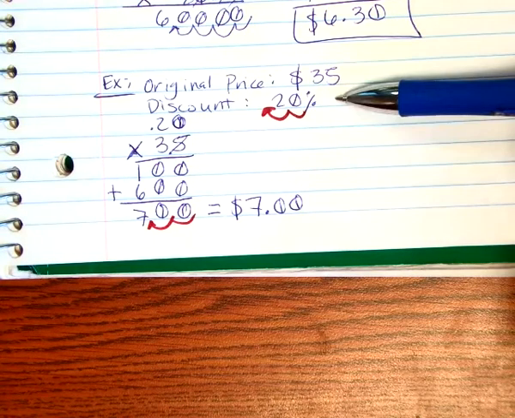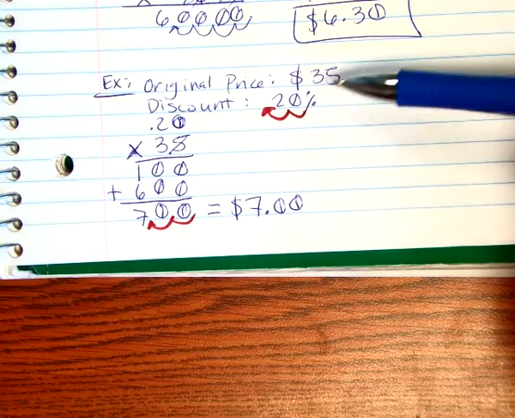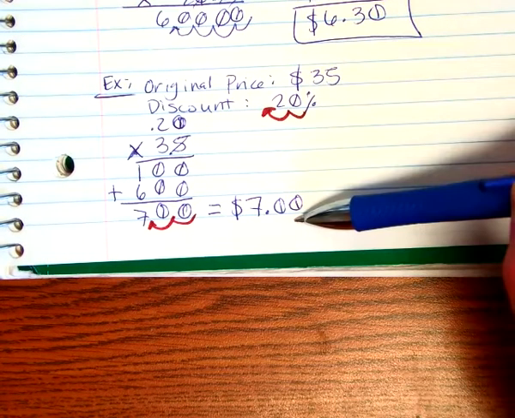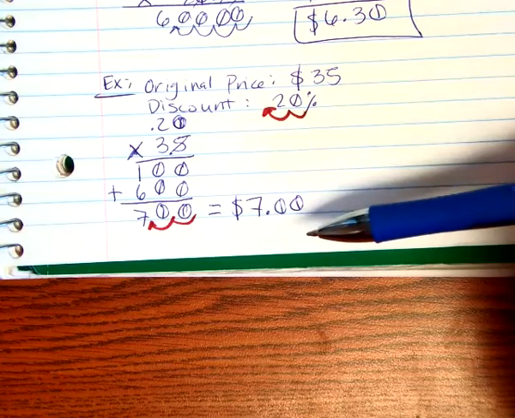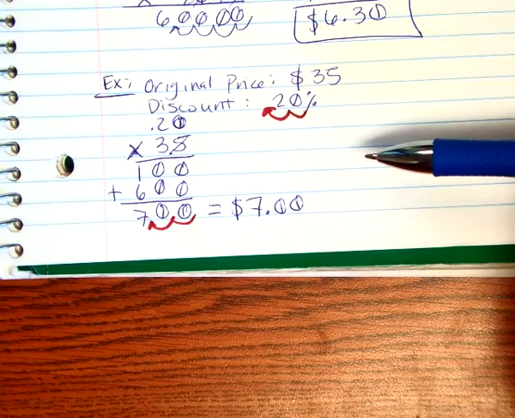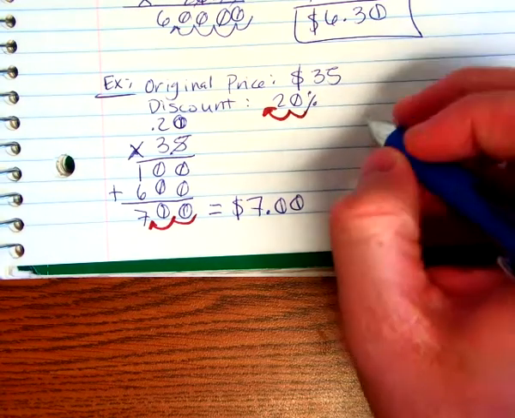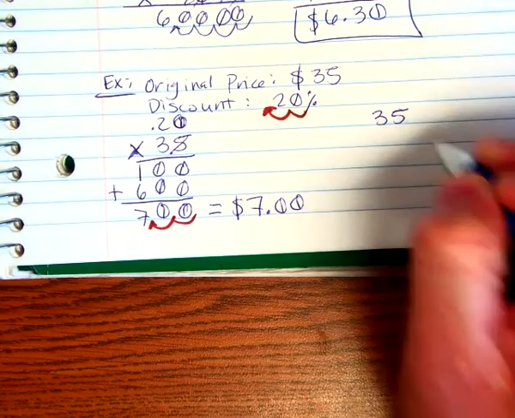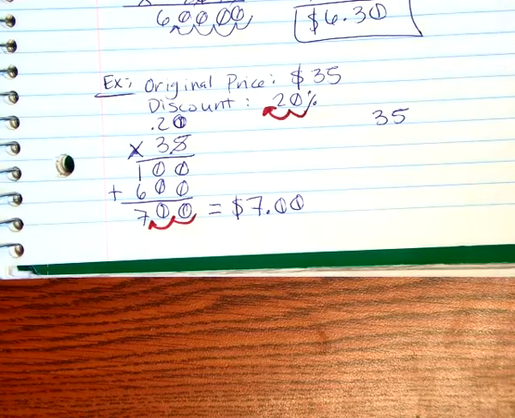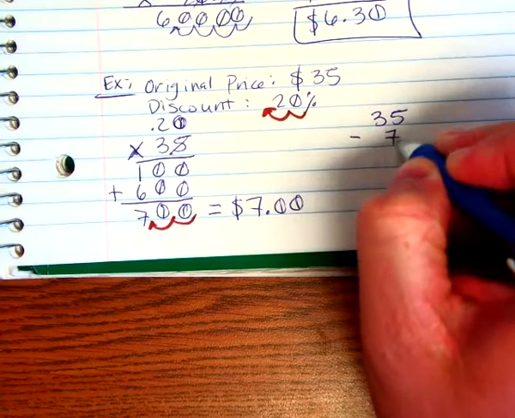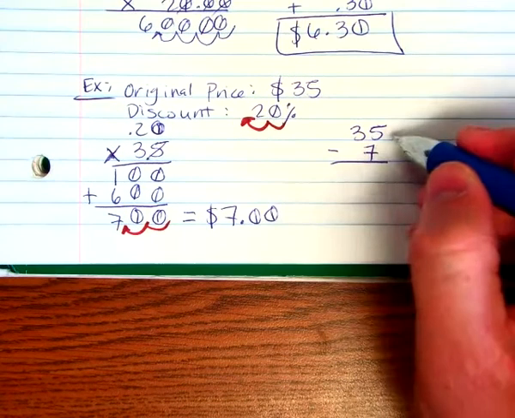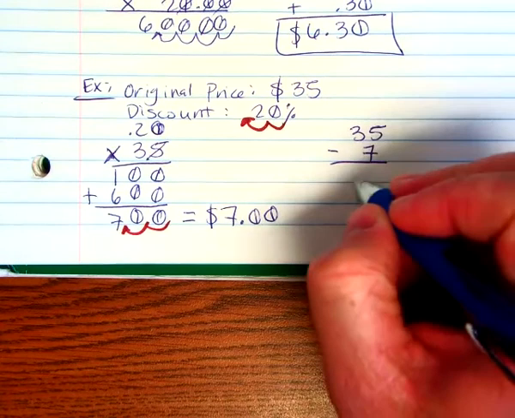So my discount that I just calculated, 20% of 35 was $7. But that's not my final answer. I'm trying to find how much it costs at the end. So I'm going to take my $35, and we said at the beginning, it's a discount, so am I adding 7 to this or taking 7 away? Taking 7 away.